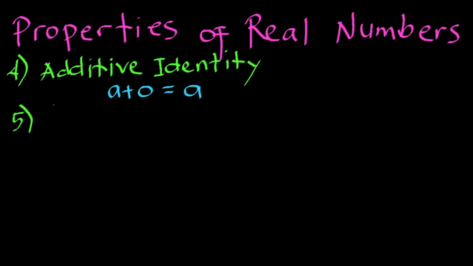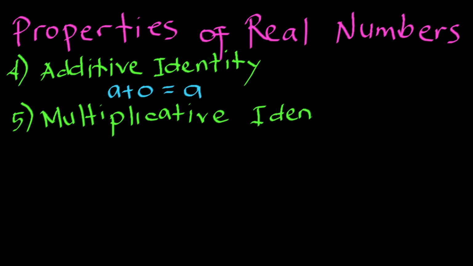Number 5, we have multiplicative identity. Lahat ng variables or constants na minultiply natin sa 1 ay ganun din, parang walang nangyari. So here we have a times 1 equals a.